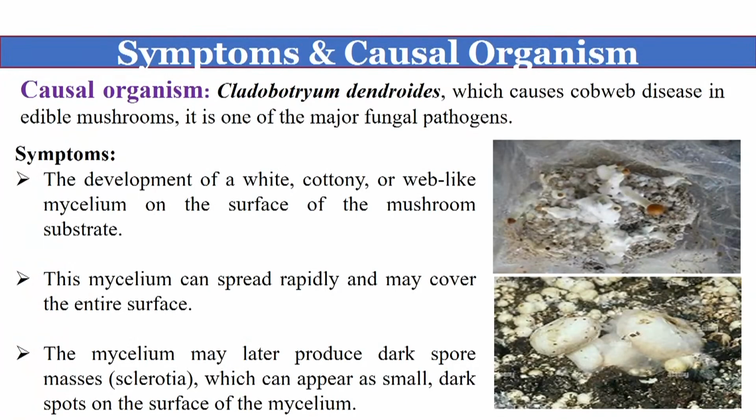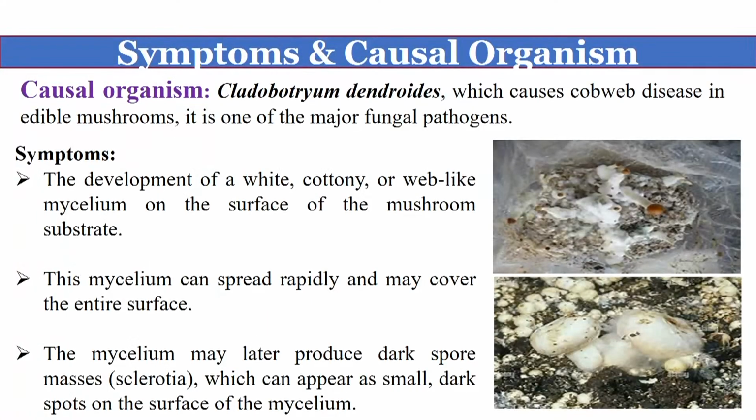As you know, Cladobacterium is the causal agent of this disease, and the symptoms you have already seen in photographs. The development of a white cottony or web-like mycelium on the surface of the mushroom substrate. The mycelium can spread rapidly and it may cover the entire surface. The mycelium may later produce dark spore masses, also known as sclerotia, which can appear as small dark spots on the surface of the mycelium.